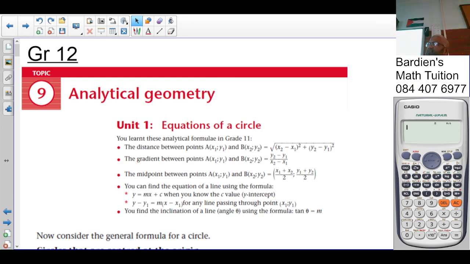Which page are we on? 197. Sorry? 197. No, we're not on 160 something.